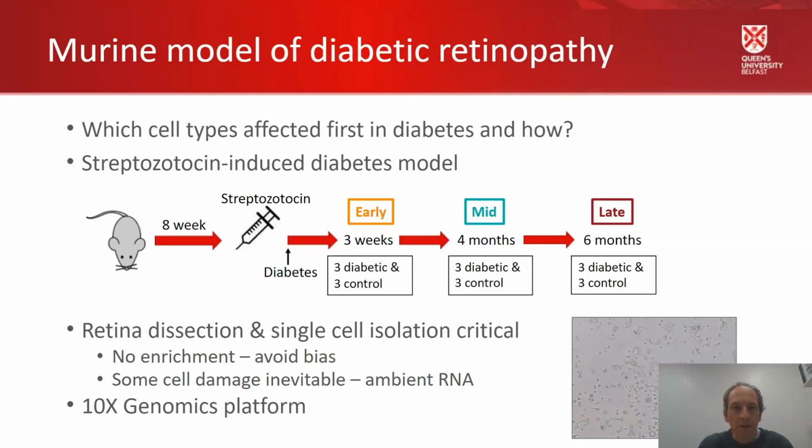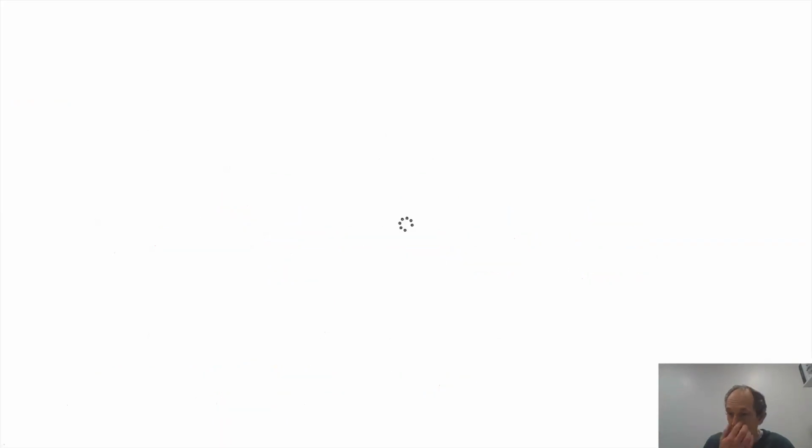So this took some optimization, because as I'm sure you'll hear from other speakers, this is really a critical step in single-cell RNA sequencing experiments. We need to have high viability cells. But even with this, there will be some damage and RNA spilt from the cells, so there'll be ambient RNA, which is particularly a problem in retinal studies. So these experiments were performed using the 10x Genomics platform.